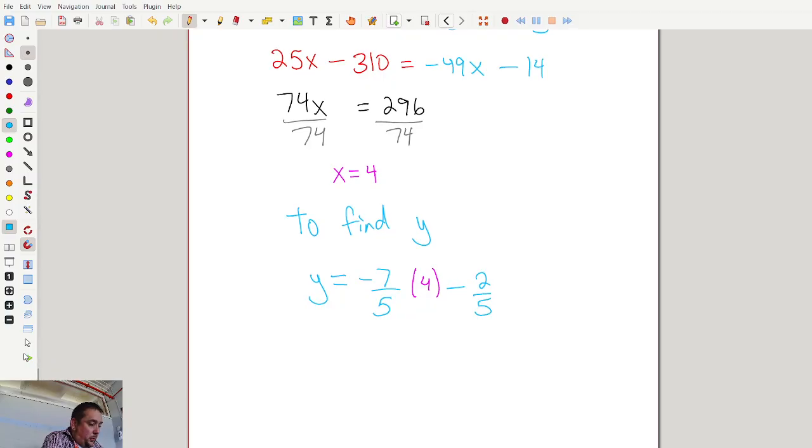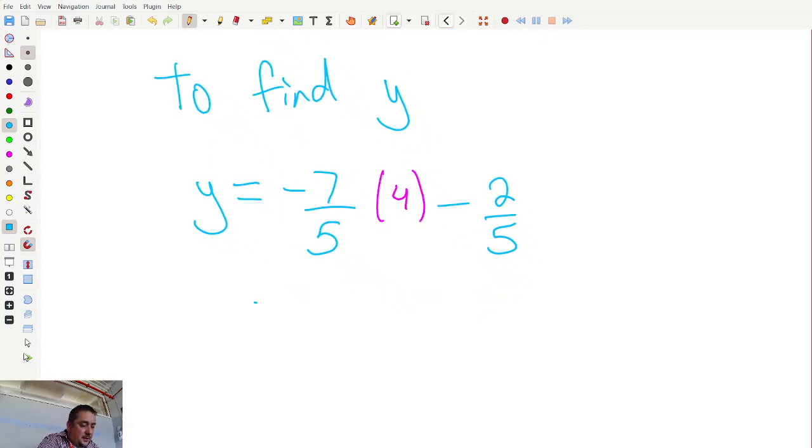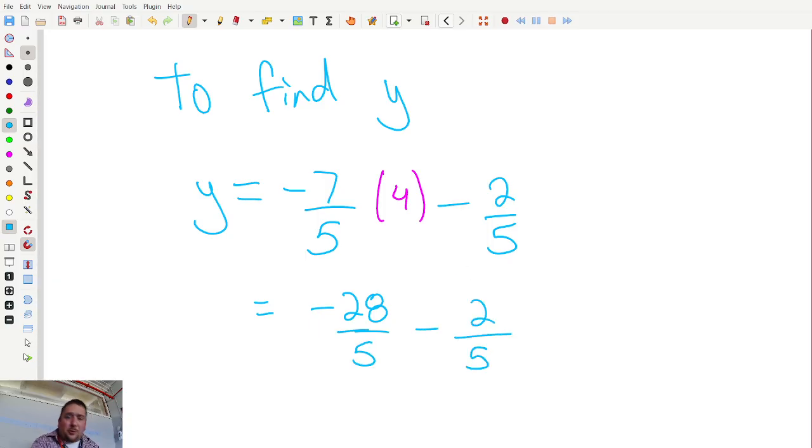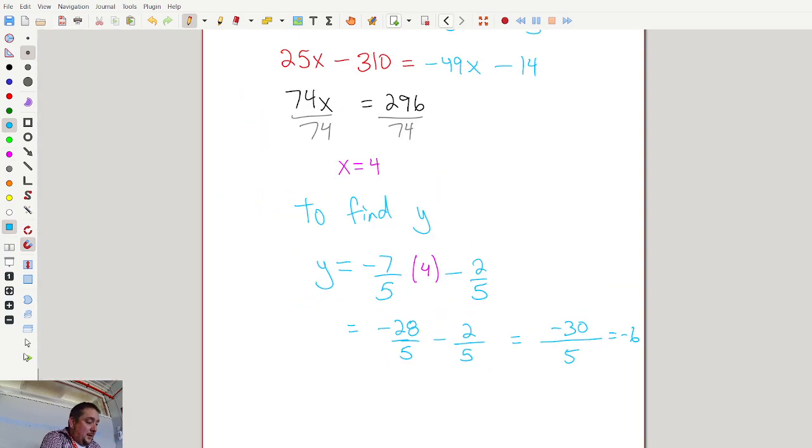Okay, back to my no calculator conversation. This is negative 28 over 5 minus 2 over 5. Hey, those have the same denominator, so that just means I combine the tops to negative 30 and divide by 5, which, look at that, is negative 6. So the y coordinate at that point is negative 6. And if you used the other equation, you would have found the same thing.